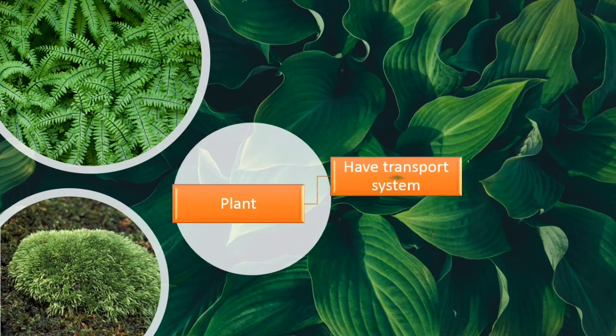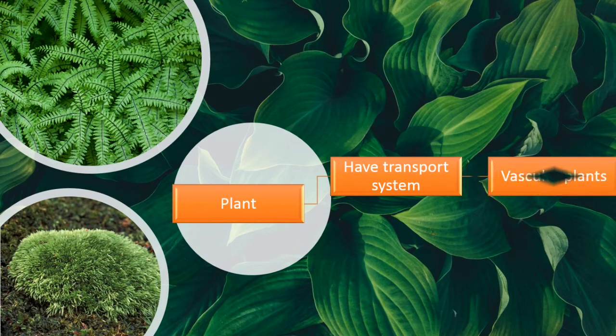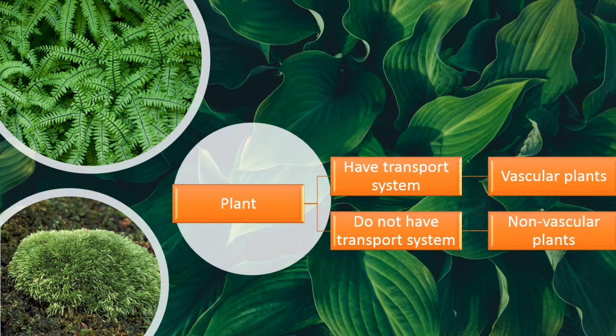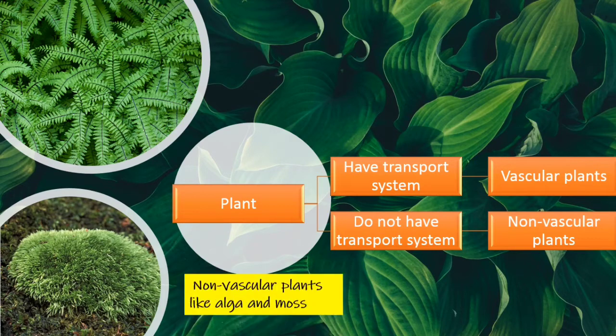Plants are divided into two types: those which have a transport system are called vascular plants, and those which do not have a transport system are called non-vascular plants. Examples of non-vascular plants are algae and moss.